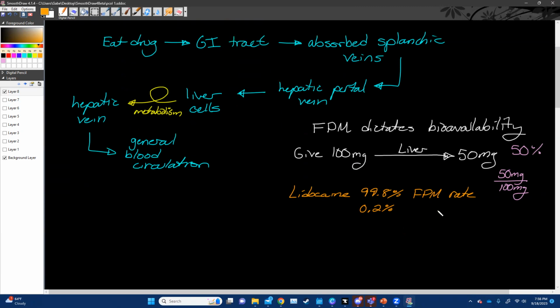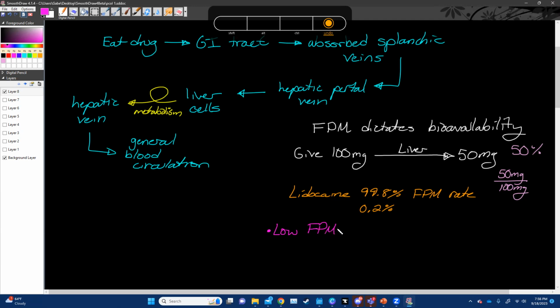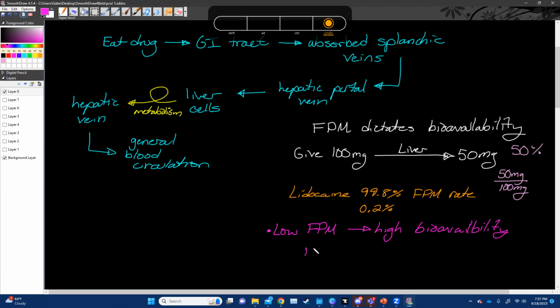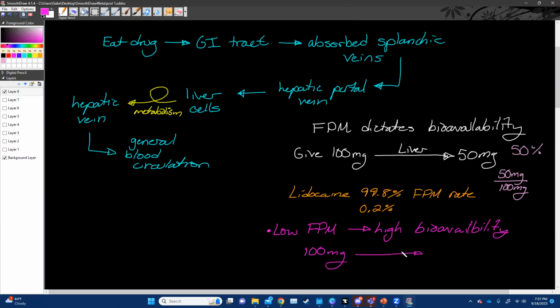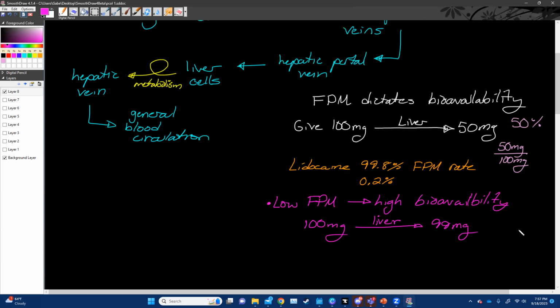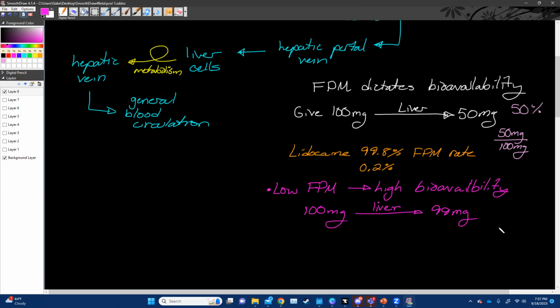So a couple of points to bear in mind. If you have a low first pass metabolism, then you have a high bioavailability. So if you give 100 milligrams, it goes through the liver, you get out 99 milligrams. I will answer that question in just a second. So high bioavailability is a low first pass metabolism.